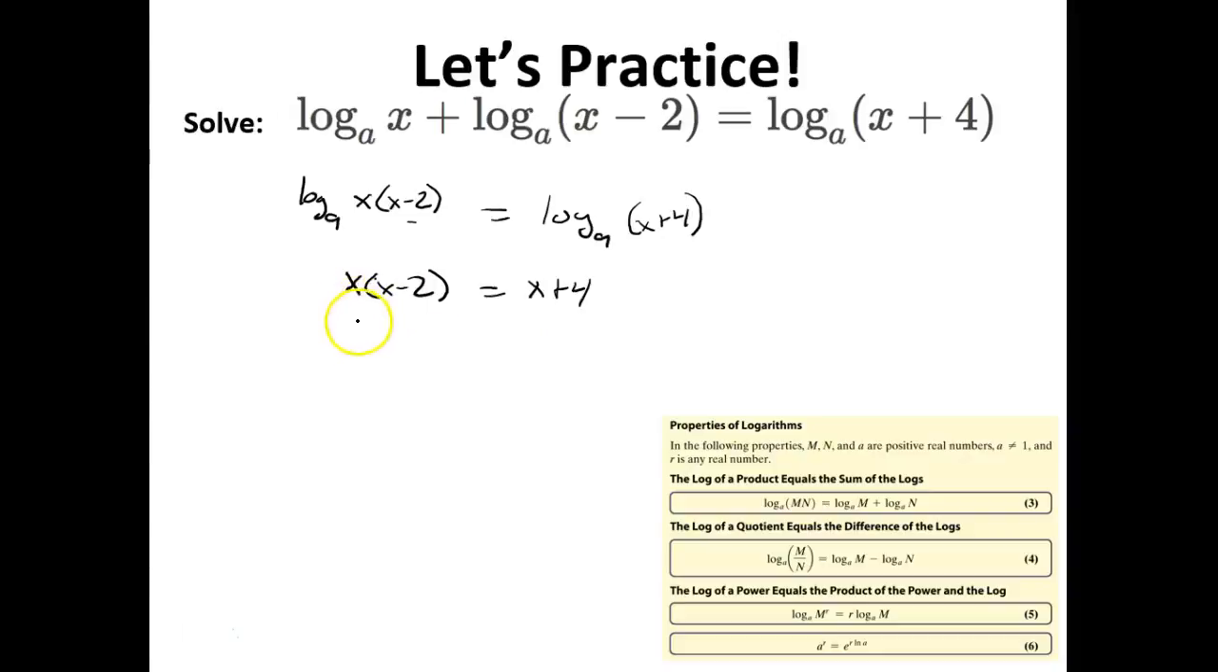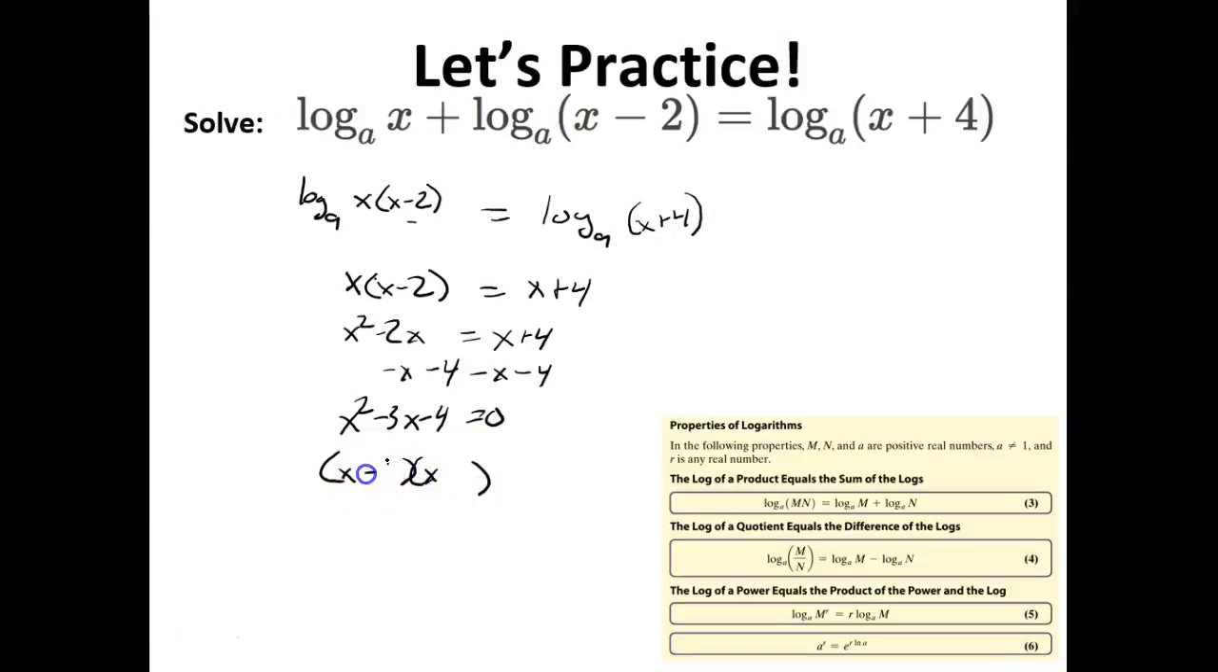To solve this, we'll get rid of the parentheses, x squared minus 2x is equal to x plus 4, and then subtract x, subtract 4 from both sides. So we're going to get x squared minus 3x minus 4 is equal to 0. Maybe I can factor this, x minus 4 times x plus 1. If I set the x minus 4 equal to 0, I'll get x is equal to 4. If I set the x plus 1 equal to 0, I'd get x equals negative 1. Let's take a look at these 2 answers. Are either of these going to cause issues?